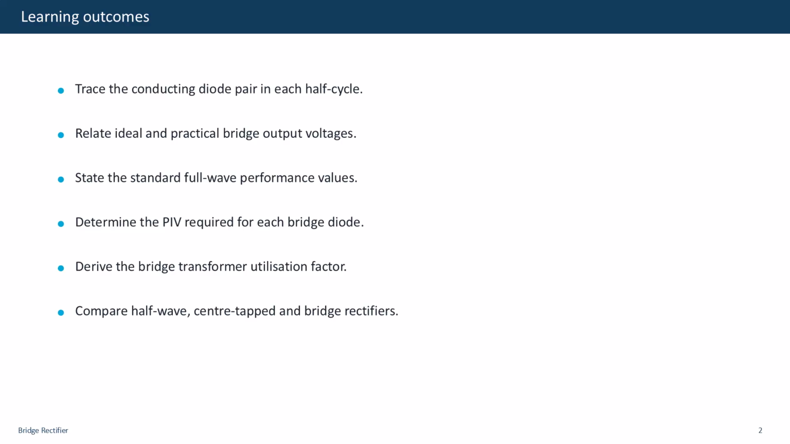By the end of the lesson, you should be able to trace the conducting diode pair during each half cycle and explain why load current retains the same direction. You should distinguish ideal output voltage from the practical result that includes 2 forward diode drops.